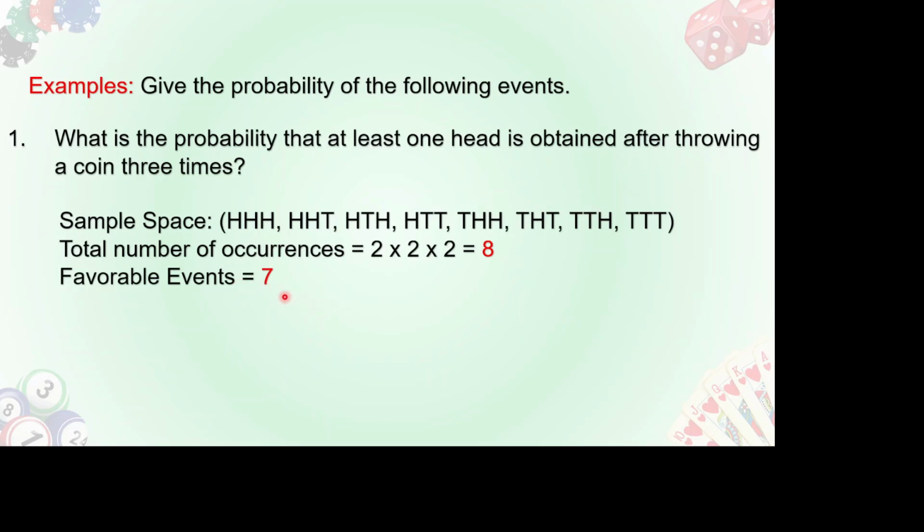And we just have to put this in a ratio or in a fraction with the favorable events as the numerator and the sample space or the total number of outcomes as the denominator. And if we do that, the probability of getting at least one head is equal to 7 over 8. And since this can no longer be simplified, this is already our answer.